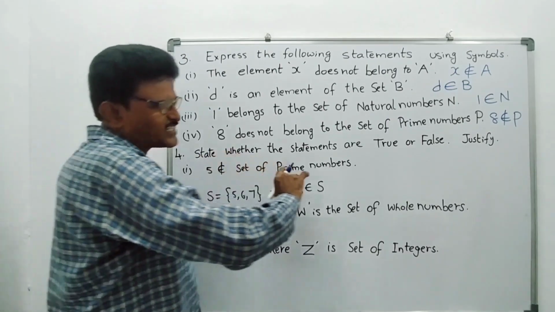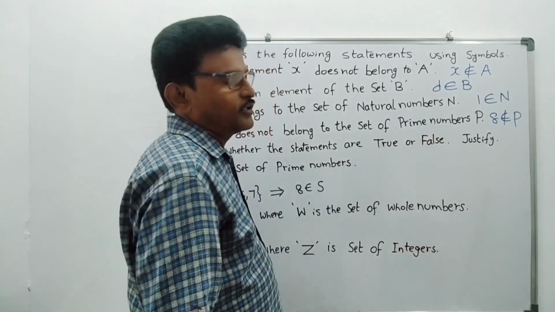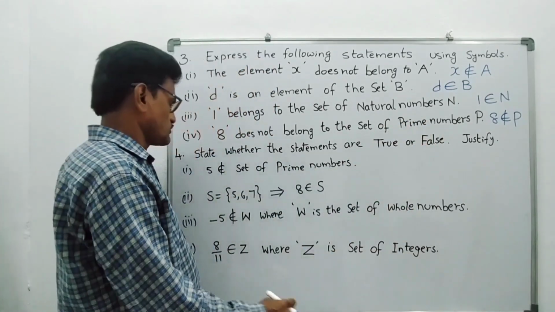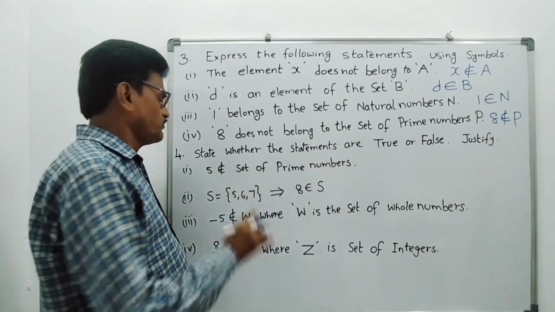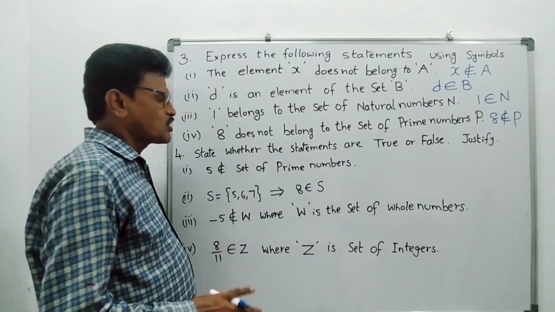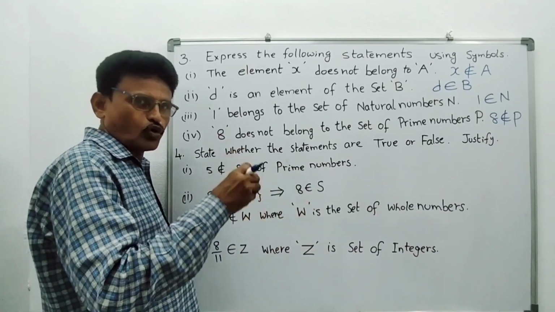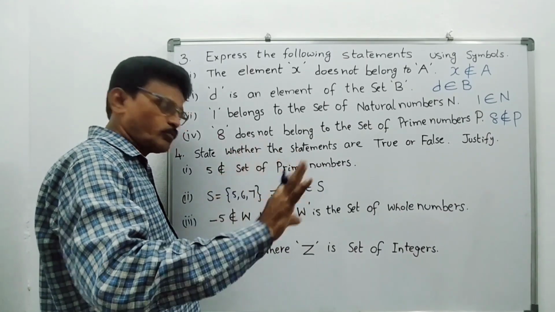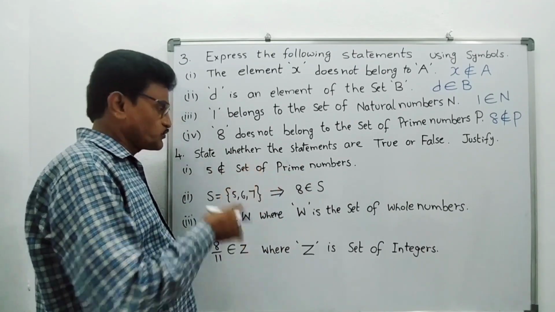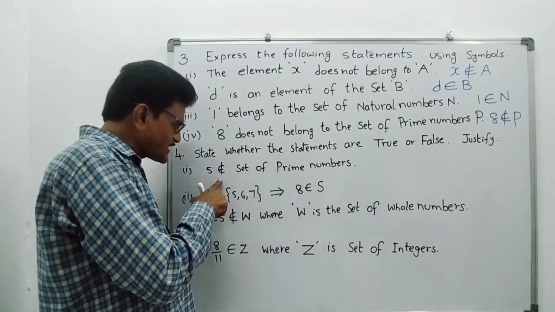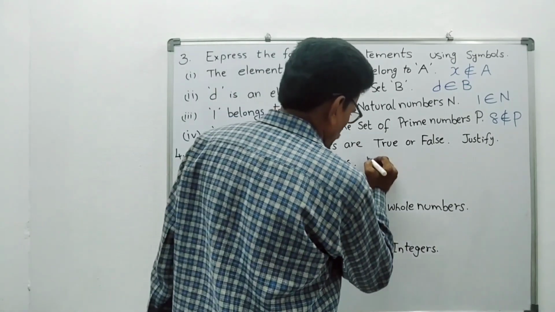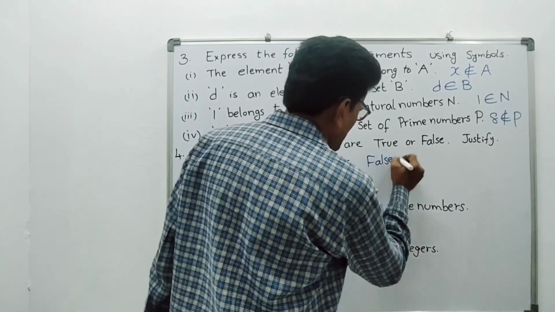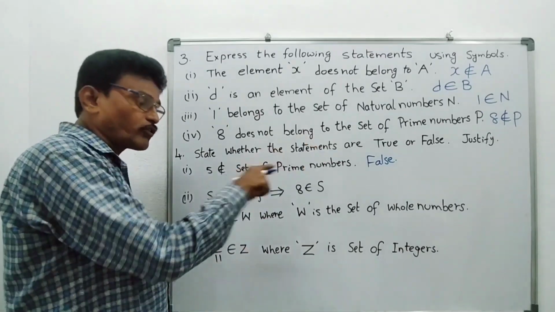Now state whether the statements are true or false. If it is false, we have to justify that answer. See, 5 does not belong to the set of prime numbers. He has given 5 does not belong to the set of prime numbers. What are prime numbers? We know 2, 3, 5, 7, 11 and so on. 5 is there. Means 5 belongs to the set of prime numbers. What he has given? Does not belong to. So write down here it is false. Why is it false? Write the reason.